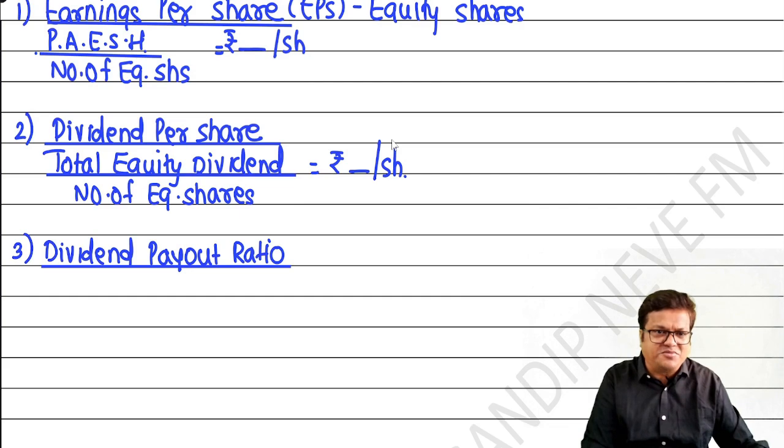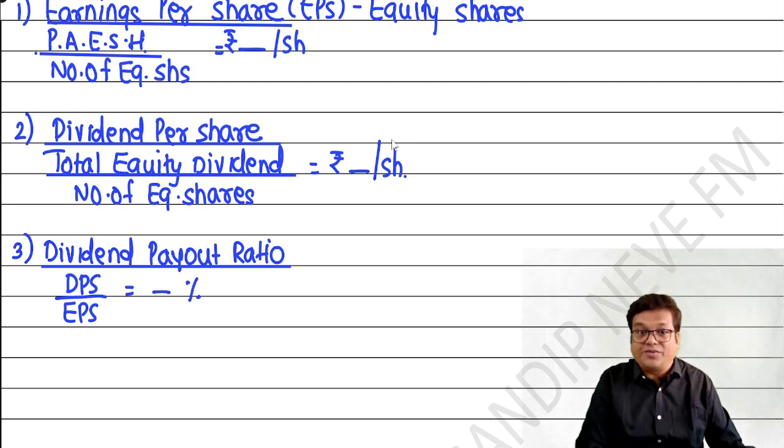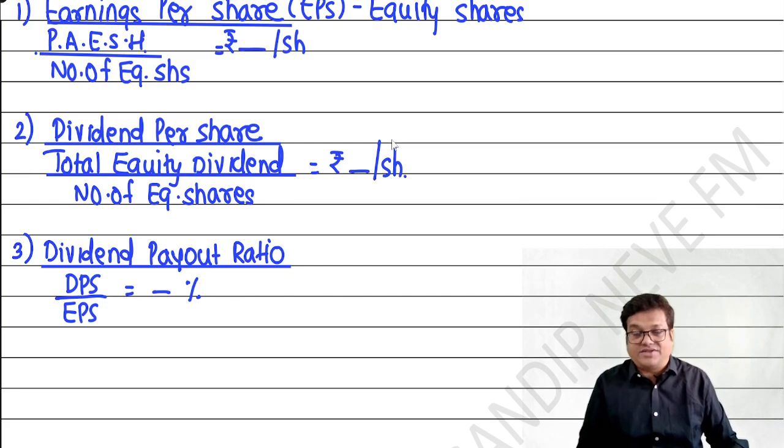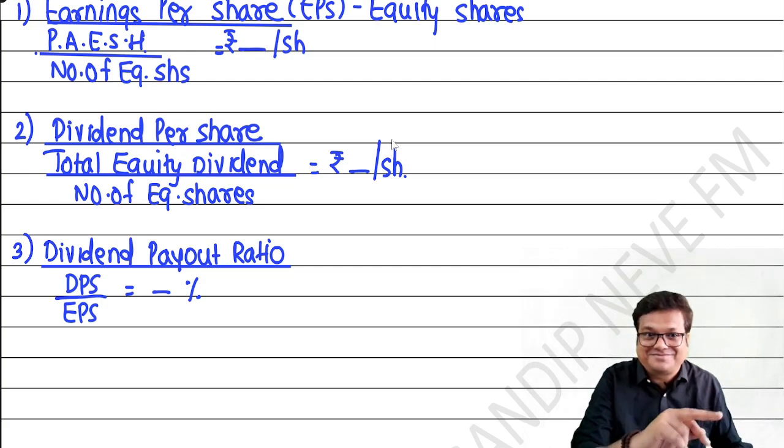Dividend payout ratio, simple, DPS divided by EPS. Yes, we can express this as a percentage. Now see, out of 100 rupees, suppose the company gives away 40 rupees, for example, as a dividend, so that will become 40%, correct?